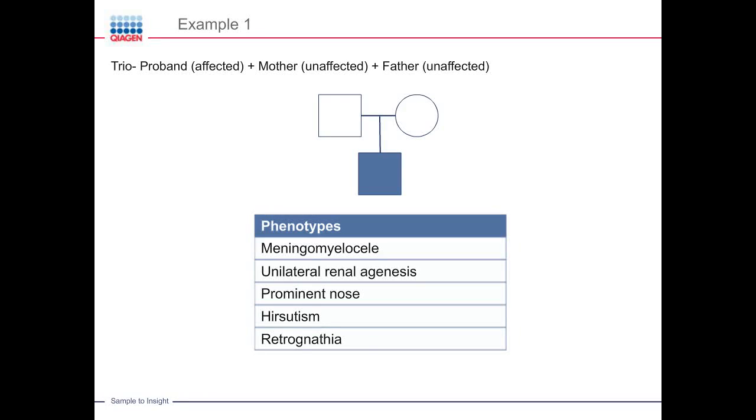So now we're coming to the examples. In example 1, we have a mother and a father, both of them unaffected, and we have an affected proband. The phenotypes described by the physician are: myelokathexis, unilateral renal agenesis, prominent nose, hirsutism, and retrognathia.